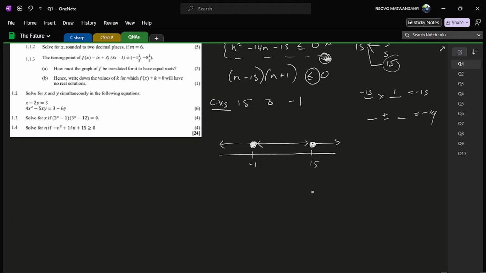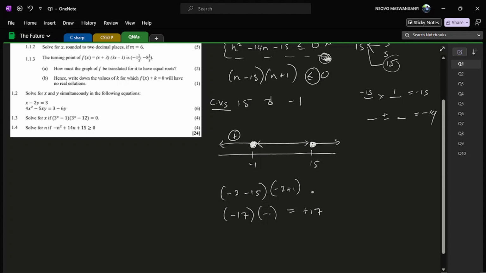So let's take any number that is below -1, like -2, and place it in our inequality. After substituting -2, I found that you get -17 on this factor, and here you get -1. It means our answer will be positive 17. So in other words, here we're going to get a positive answer. Intuitively, we don't need to calculate the other ones, because if this one is positive on the far end, also on this far end it's going to be positive, which means the middle can either be positive or negative. So we just need to find if the middle is positive or negative.